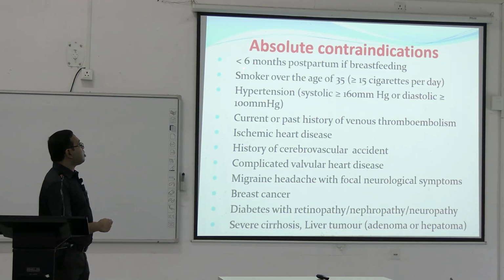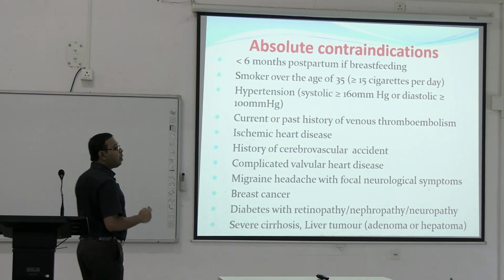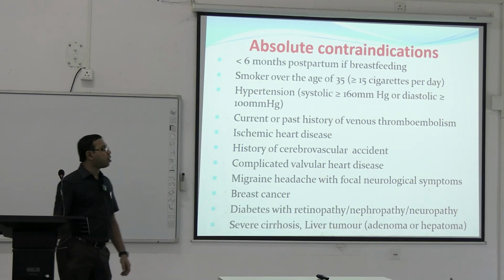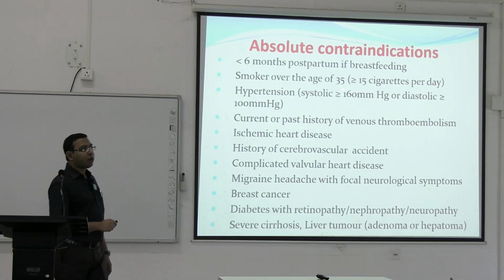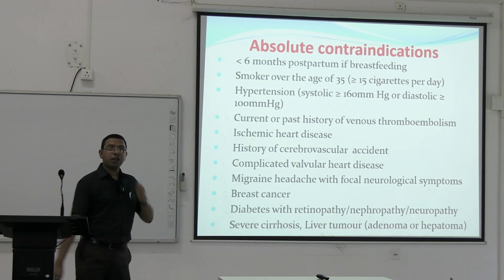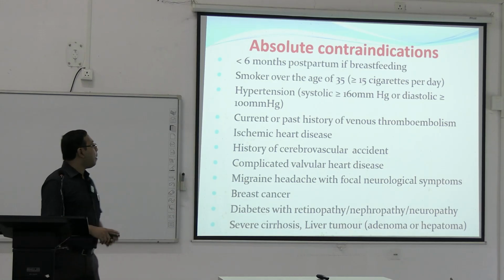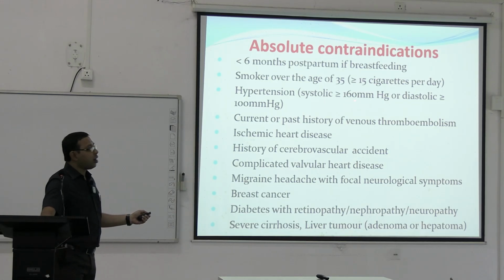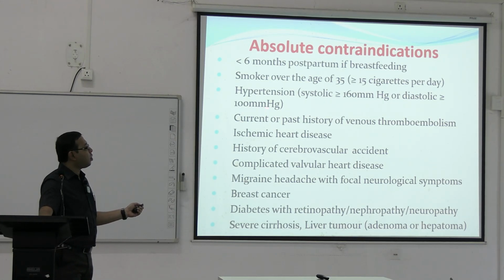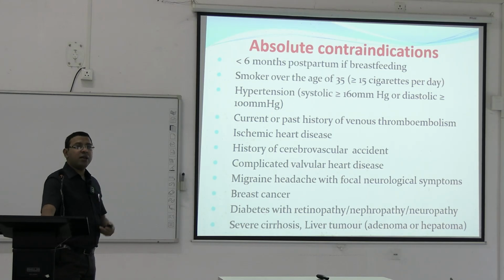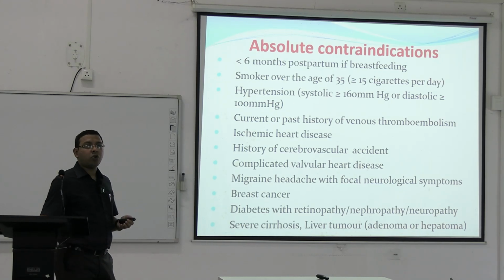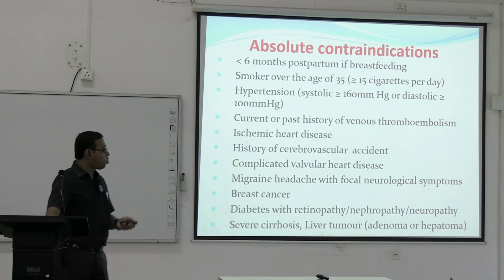Absolute contraindications: less than 6 months postpartum if the woman is breastfeeding; a smoker over the age of 35 with greater than or equal to 15 cigarettes per day, very high smoking; hypertension, systolic greater than or equal to 160 and diastolic greater than or equal to 100, because this very highly increases the chances of thromboembolism, myocardial infarction and stroke.